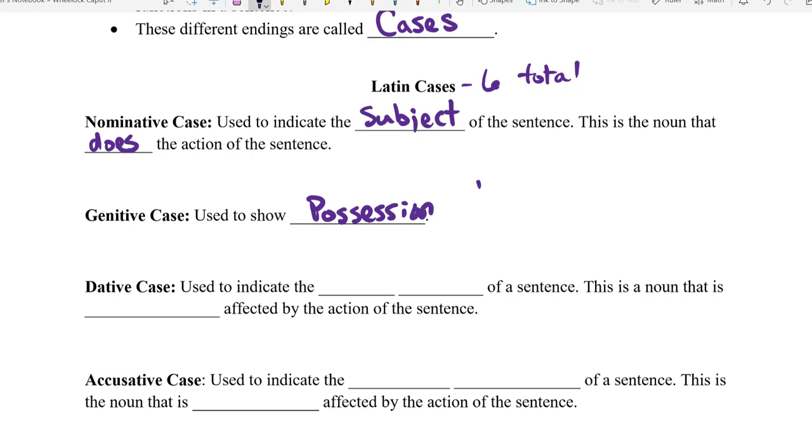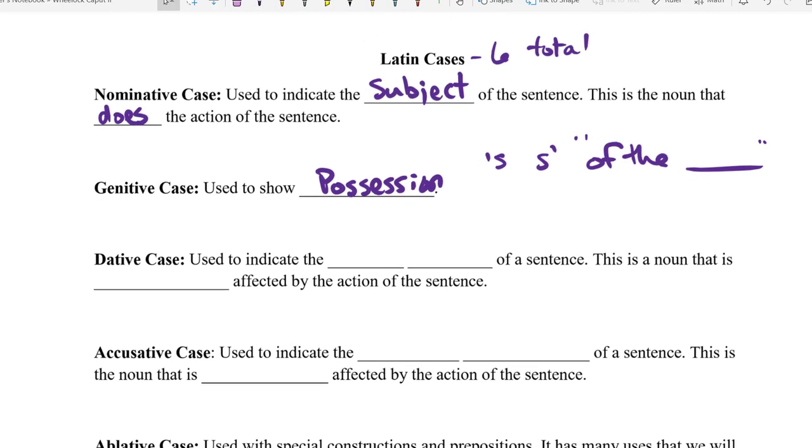So in English, we'd usually have S apostrophe or apostrophe S, flip those around there, or we would use "of the" or "of, of the blank," right? Something like that is the way that we're going to say showing possession in Latin, or in English.